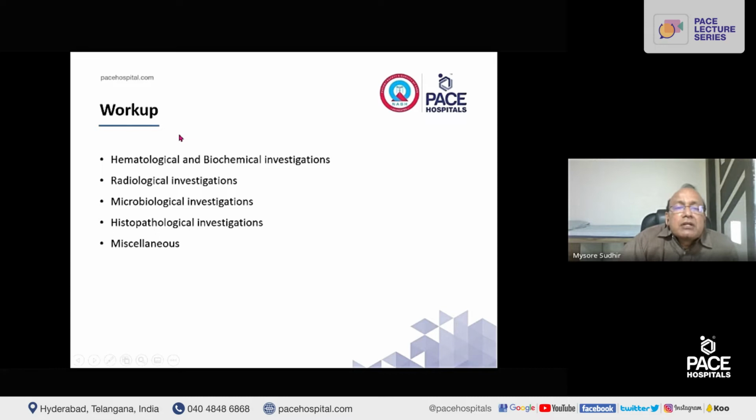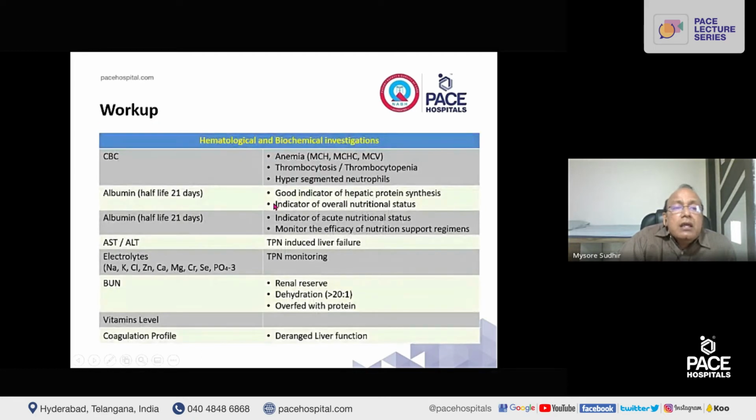Apart from the basic hematological and biochemical tests, we go for radiological, microbiological, histopathological, and other investigations. Now, apart from the complete blood count, we look for anemia, thrombocytosis, thrombocytopenia, and hypersegmented neutrophils. This gives us the general nutrition status of the individual, and then comes albumin. This is a good indicator for hepatic protein synthesis. It's an indicator for the overall nutrition status. This is very much reduced in all these patients. So this is a good marker. It's very important, serum albumin.